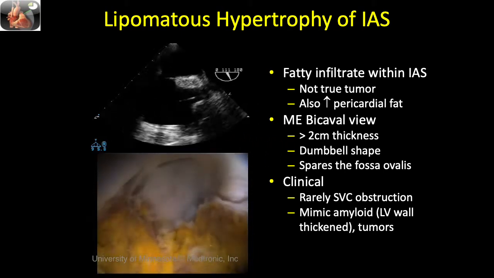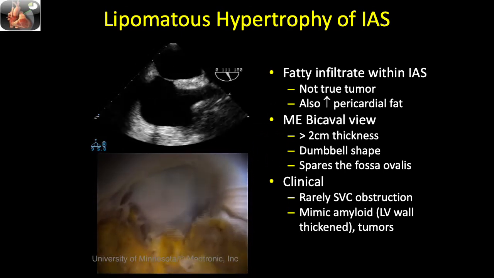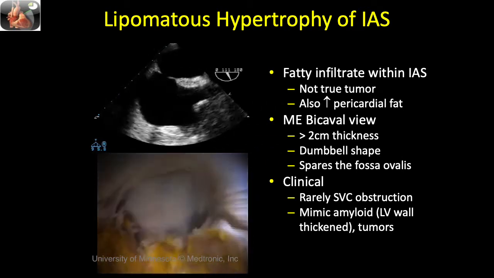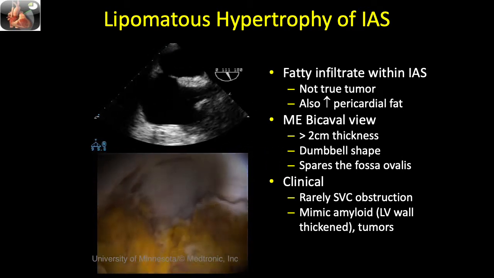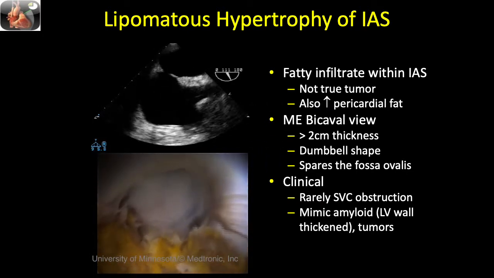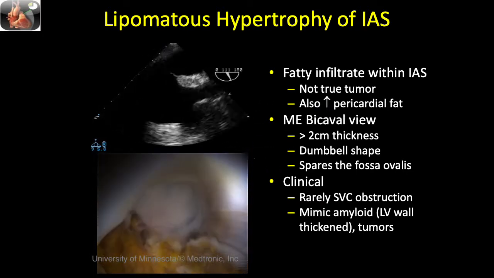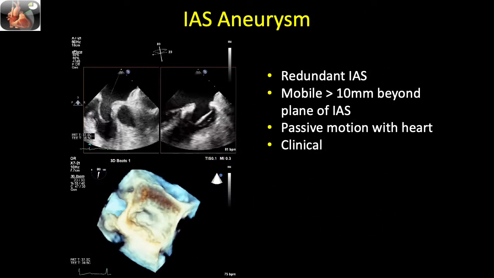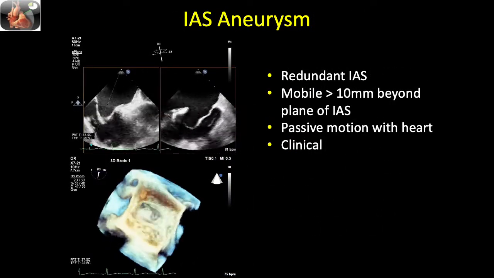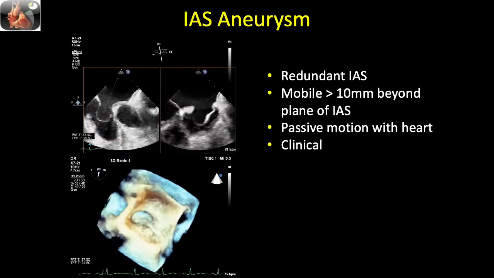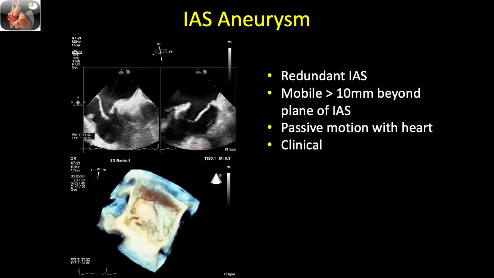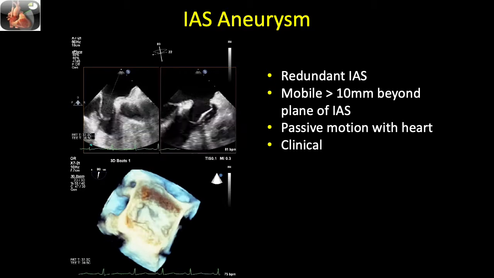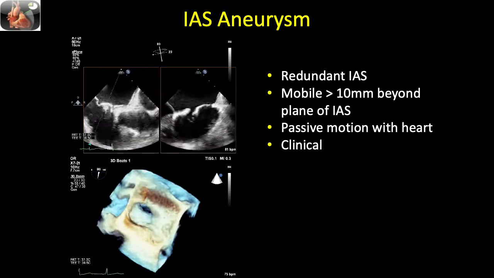However, blood flow obstruction of the SVC and coronary sinus, intra-atrial conduction disturbances, supraventricular arrhythmias, syncope, and even sudden death have been reported. Anteriorly located intra-atrial septal aneurysm is an excursion of greater than 10 millimeters beyond the plane of the intraatrial septum that may involve the fossa ovalis or the entire intraatrial septum.